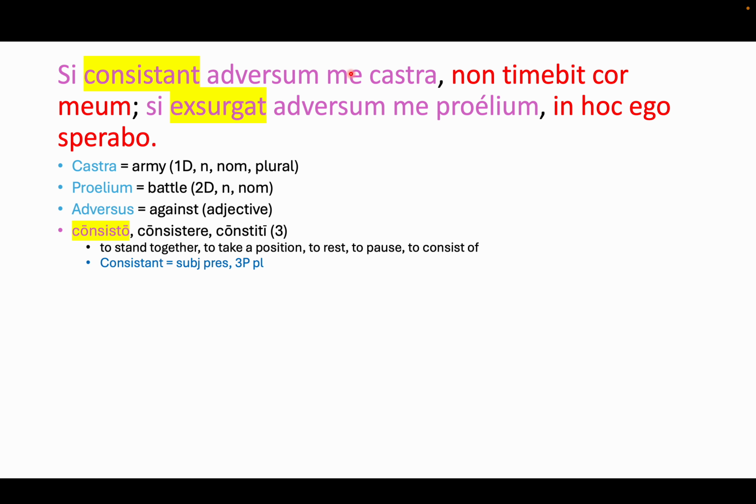Okay, so me is a personal pronoun in the accusative. Adversum means against me. Here's the nominative plural, and then the third person plural subjunctive. If an army takes a position against me, my heart will not fear. Exurgo means to rise up or to stand. So this means battle. Okay, if a battle arises against me, in this will I hope.